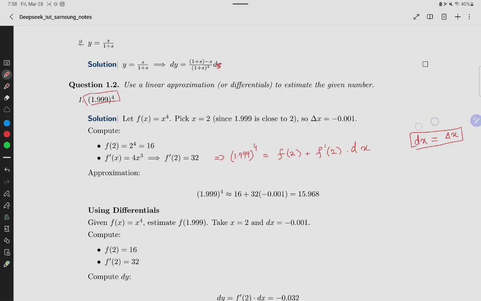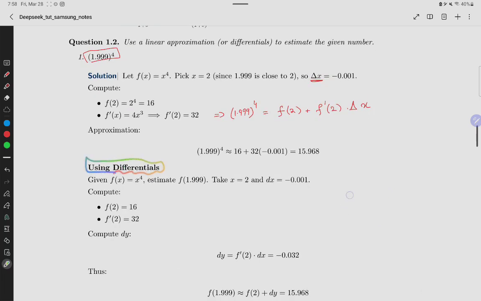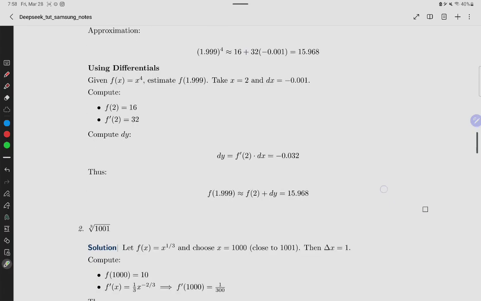So this is delta x or dx. We put the delta x value here, f prime of 2 here and f of 2 here, and now you just need to do this one multiplication, and then you add 16, and you will get the approximation of this number. So this was the linear approximation. You can also use differentials, and this method is also pretty easy.